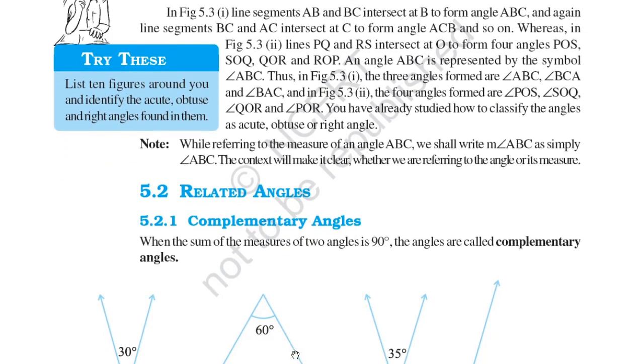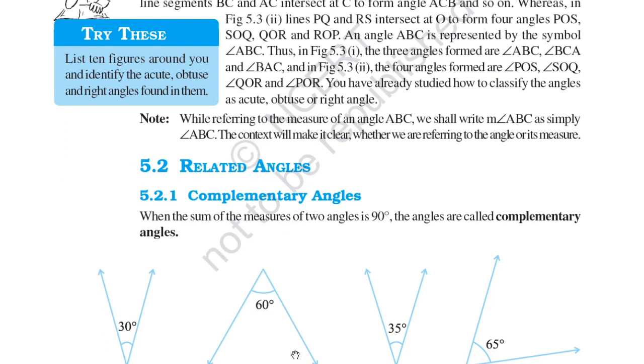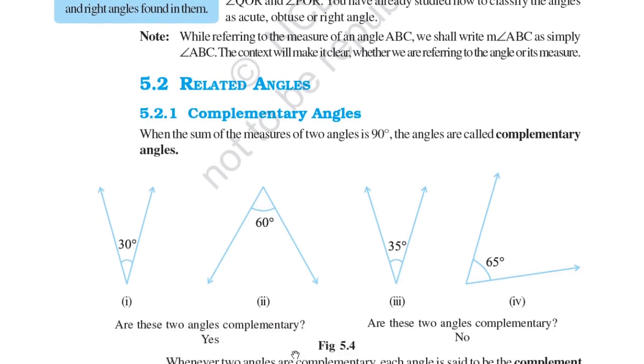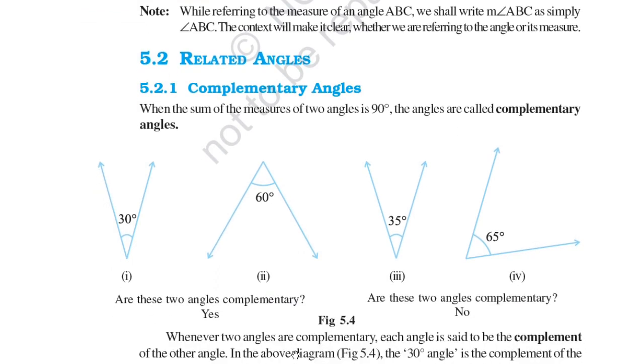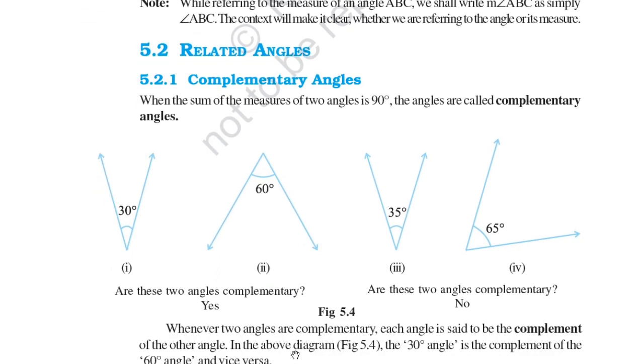So 5.2 related angles, 5.2.1 complementary angles. You know that when the sum of the measures of two angles is 90 degrees, the angles are said to be complementary angles. So the measures of the two angles should add up to 90 degrees. Look at these four pairs. Are these angles complementary? Yes, these are complementary, and this one is not a complementary pair.